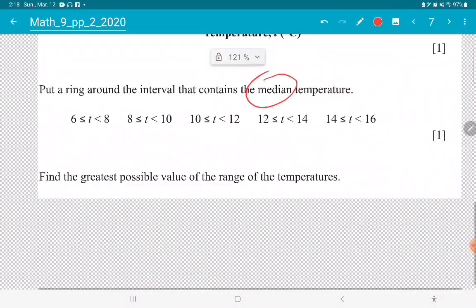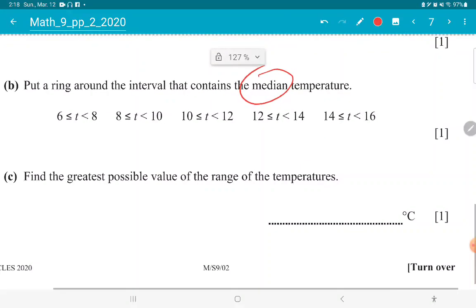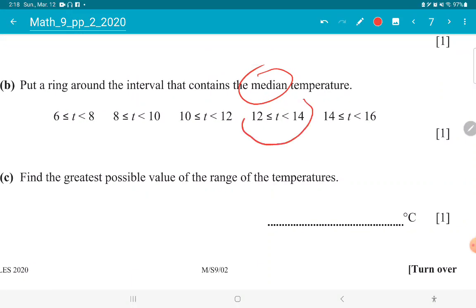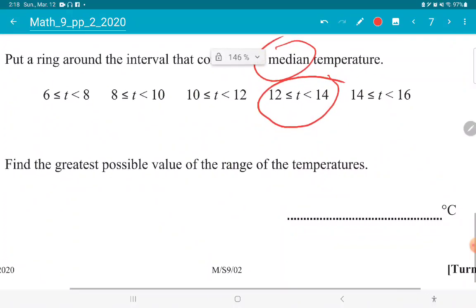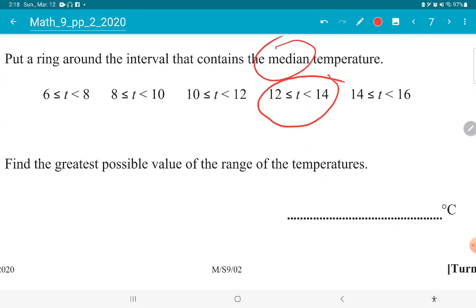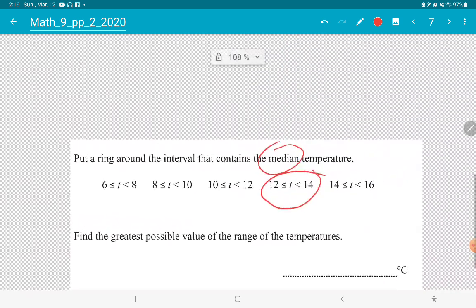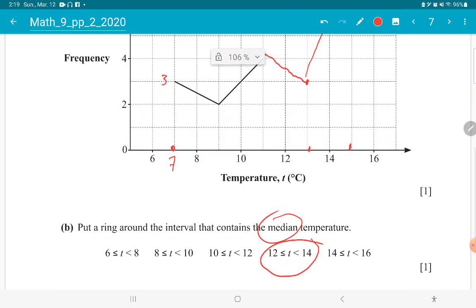12 is there, 12, 14, this one. And part C, find the, what's that? Value of the range. Range is highest minus lowest. So it's 16 and 6. 16 minus 6 is 10.